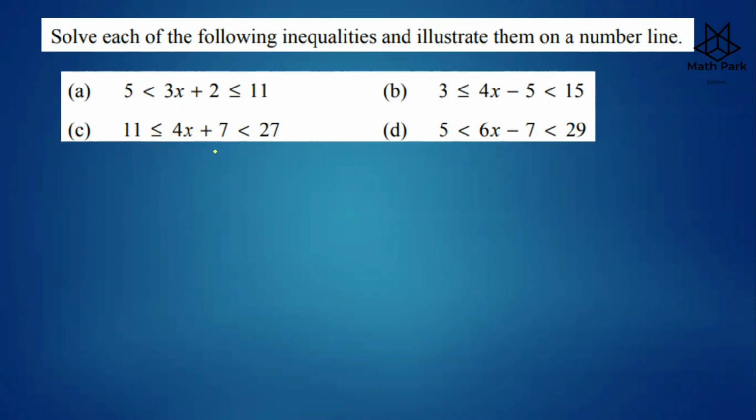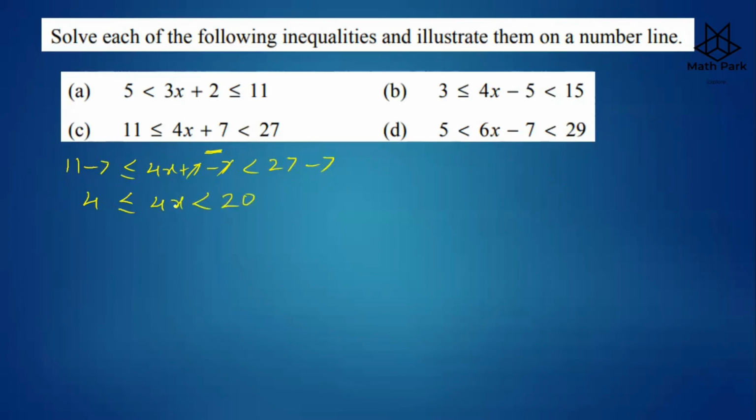It is plus 7. So if it is plus 7, I'll have to do minus 7 from each and every part of this inequality. So we get 11 minus 7 less than or equal to 4x plus 7 minus 7 less than 27 minus 7. So 11 minus 7 we got as 4, less than or equal to, 7 minus 7 got cut, 4x. 27 minus 7 we get 20.